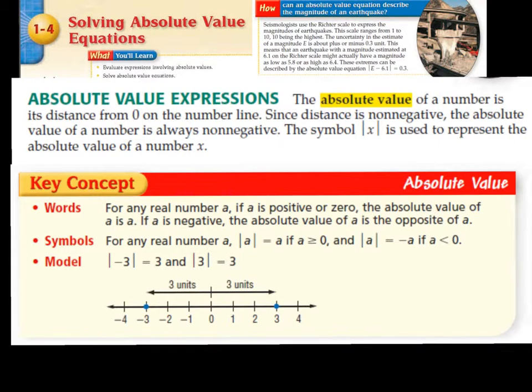That says the same thing in symbols. So absolute value of a equals a if a is greater than 0, and absolute value of a equals the opposite of a if a is less than 0. And this is a nice model. They're showing 3 units from 0 on either side.